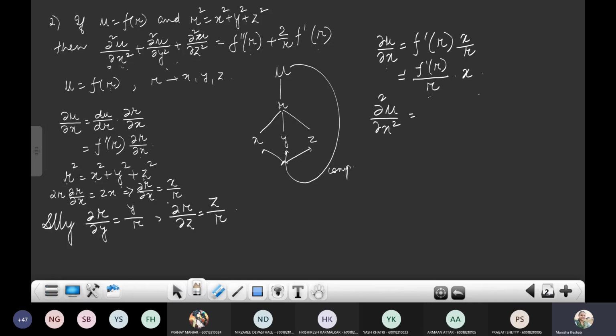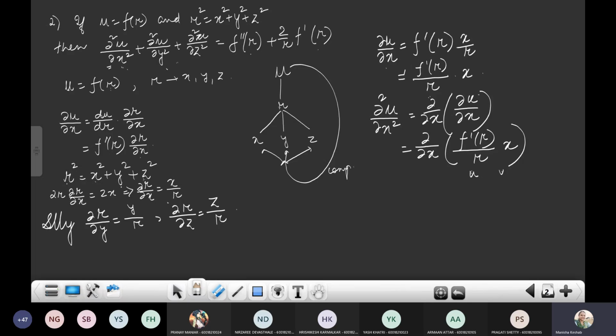Now del square u del x square means what? Del x of del u del x. But what is my del u del x? It is f dash of r by r into x. Okay? Now here we will apply the UV rule. Now u is a function of r. So if I consider this as my new u, the UV rule I will apply.